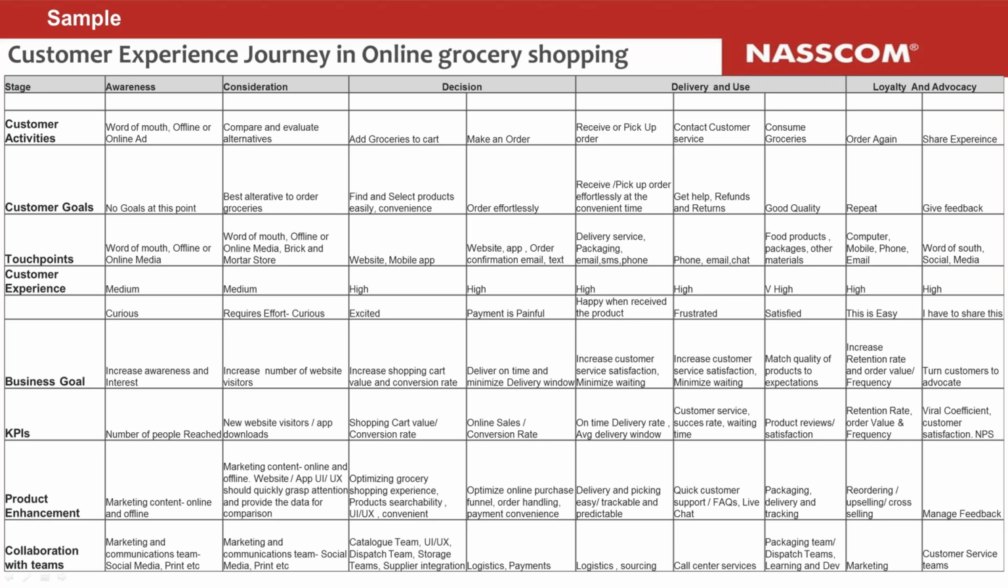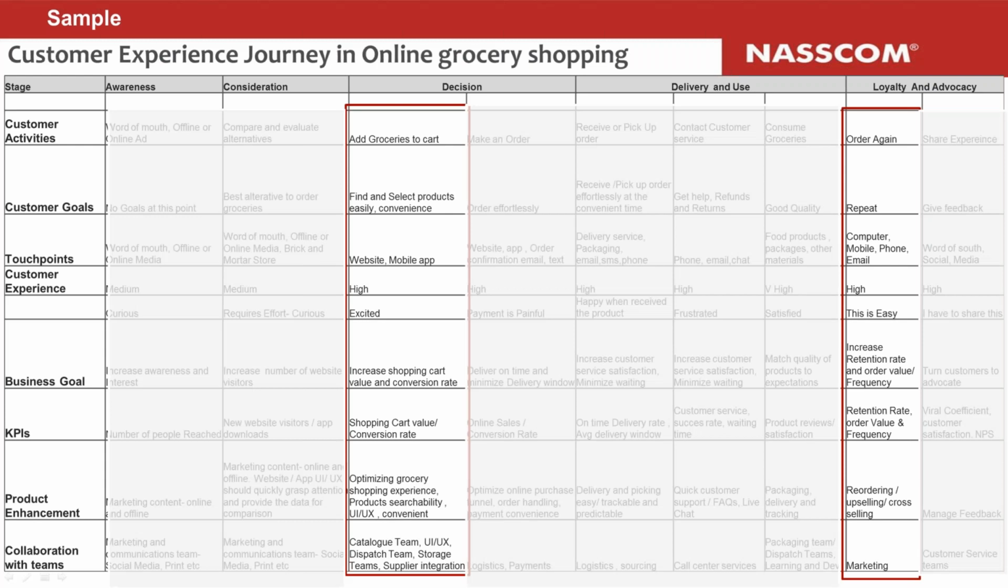Let's particularly talk about maybe two of them, and it's a pretty vast one, so I've just picked two of them. What about decision? Here I've just taken the decision part of a customer who's actually trying to check out. Now, what exactly are the customer activities? He's added groceries to the cart. His goal is to find and select a product easily, and it should be conveniently located.